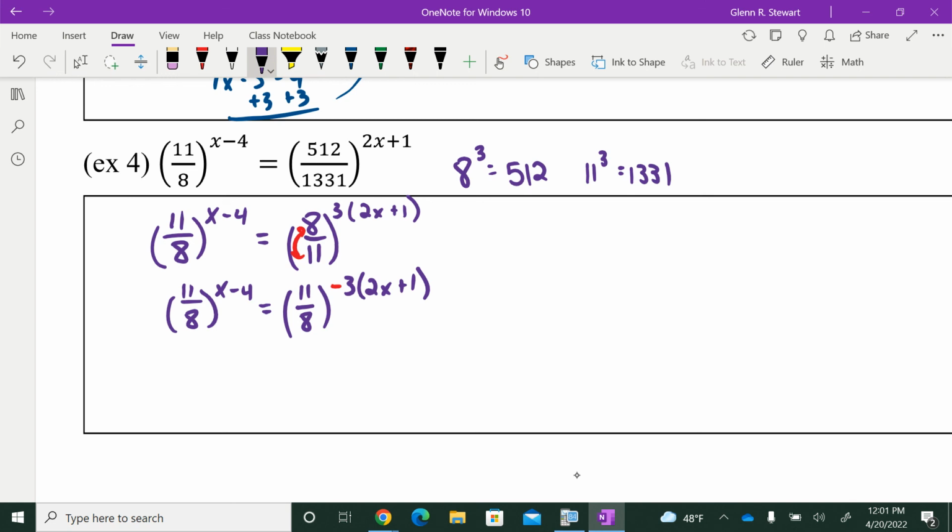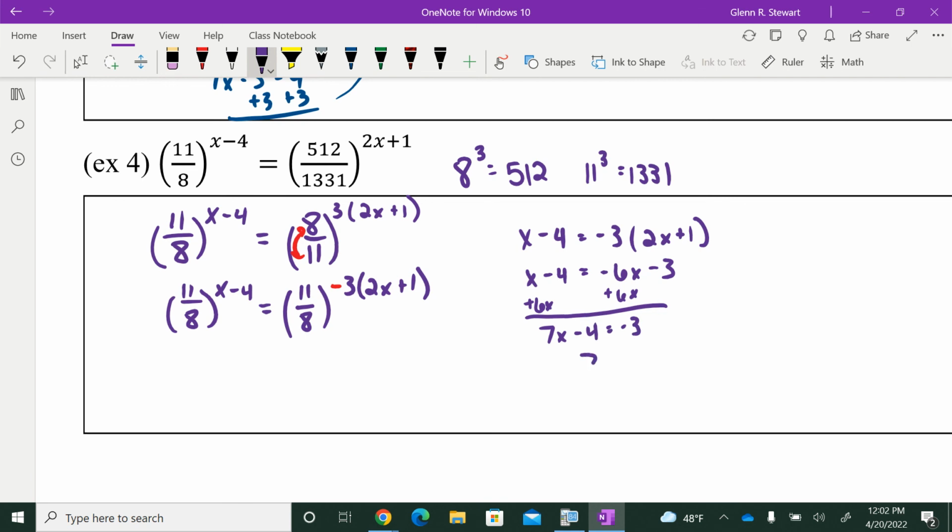Now they both have the same base, so we can solve the exponents. The key, no matter how complex, is to get the same exact base on both sides. So distribute: negative 6x minus 3. I'm going to add 6x over to both sides. 7x minus 4 equals negative 3. 7x is equal to 1. And then x is equal to 1/7.